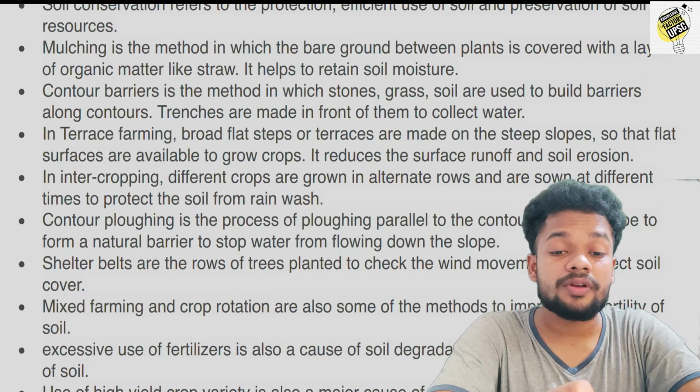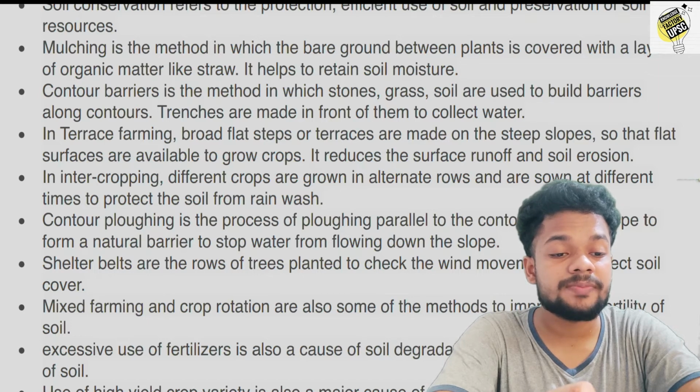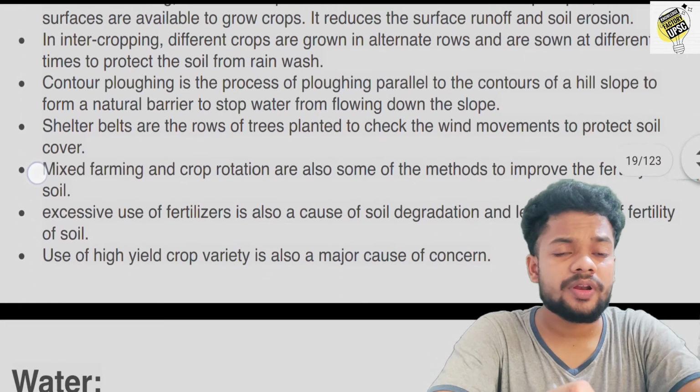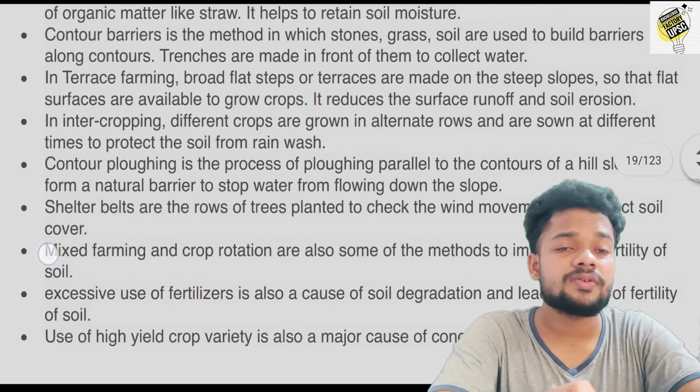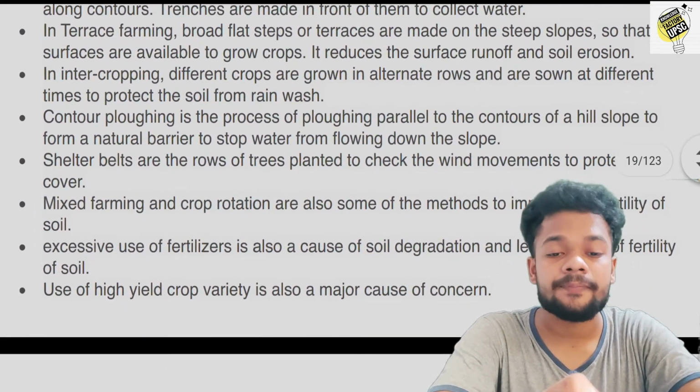Then we can look into the point of terrace farming. Broad flat steps or terraces are made on steep slopes so that flat surfaces are available to grow crops, which reduces the surface runoff and soil erosion. So it is an important way in which the surface runoff is reduced and soil erosion is controlled.